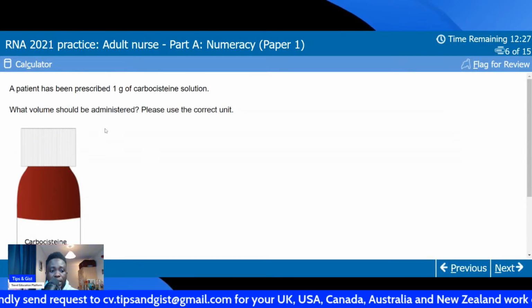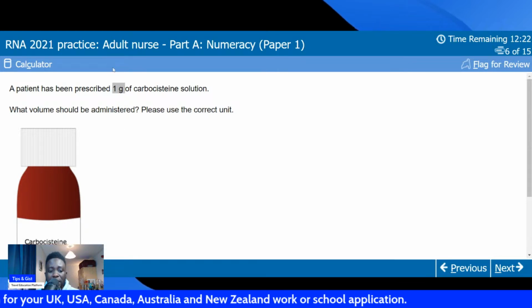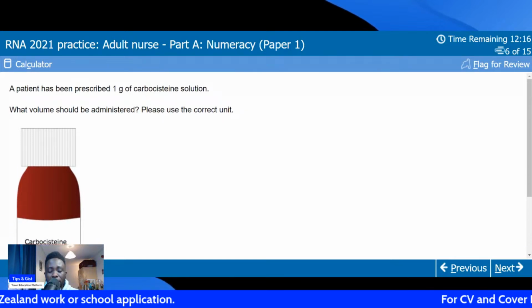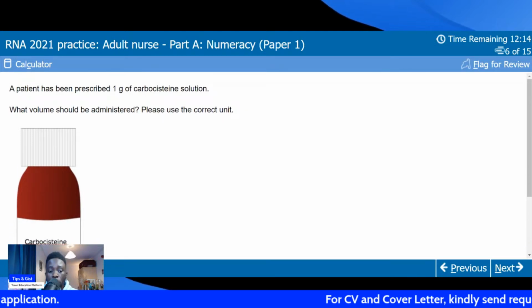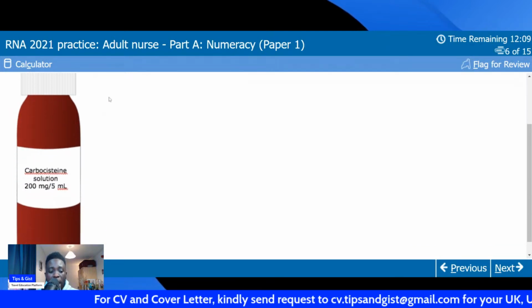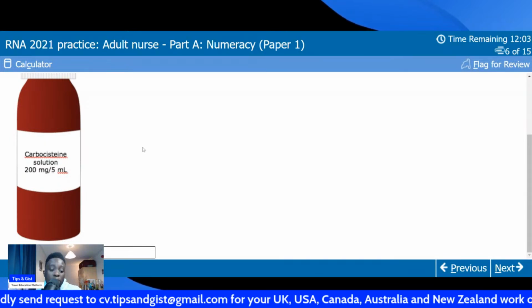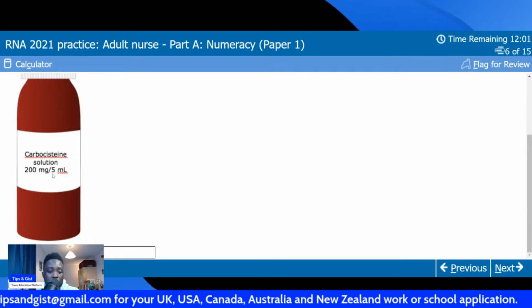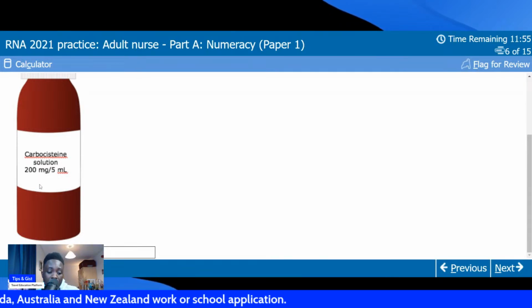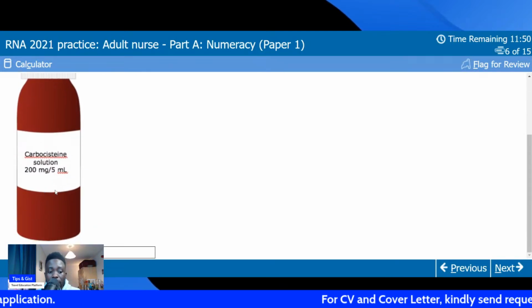Now, right after we know that, how many grams or milligram has been prescribed? We all know that 1 gram equals 1000 milligram, and the doctor prescribed 1 gram. So if we are supposed to administer 1,000, then 5 mils is 200. So you have to do your calculation. If 200 milligram equals 5 mils, then 1,000 milligram equals X, right? Then you get to know the answer.